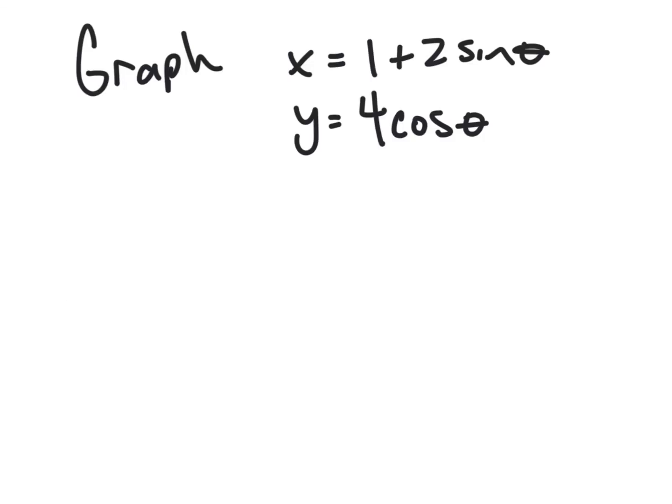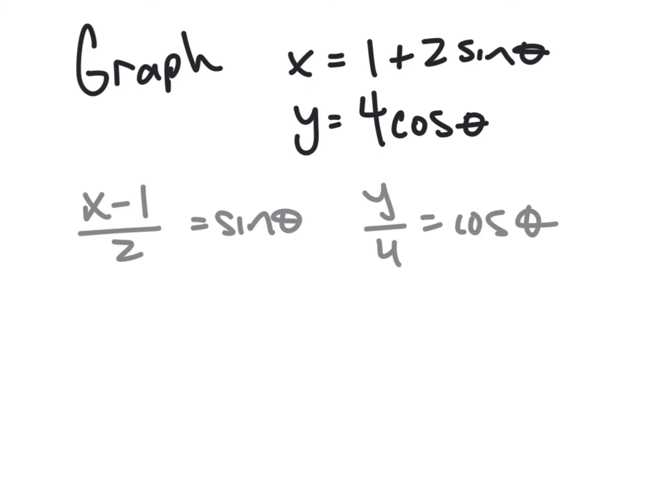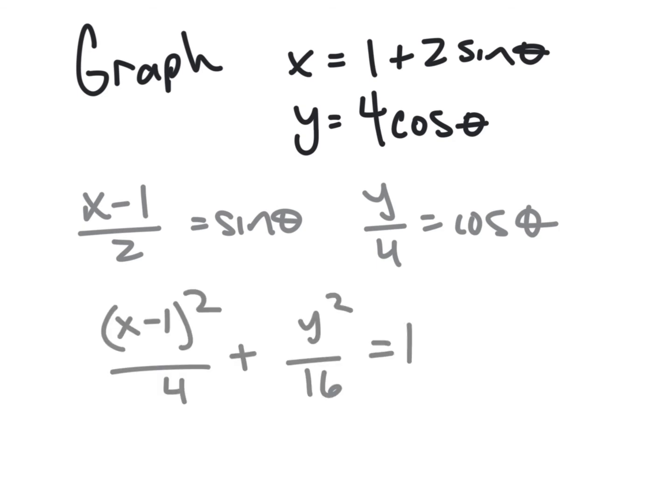So we don't always have to make a table. Because we just got out of conics, you can just solve these and graph it. So start by solving for just sine and cosine in each of the equations. We should have (x minus 1) over 2 equals sine, and y over 4 equals cosine. Now square both of these equations and add them and set them equal to 1 because of the Pythagorean identity. That gives me (x minus 1) squared over 4 plus y squared over 16 equals 1.